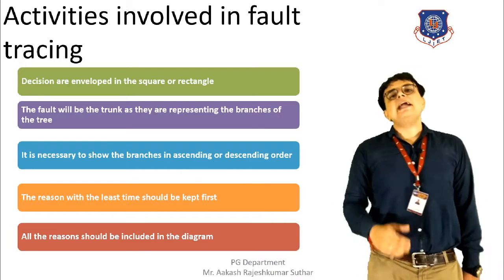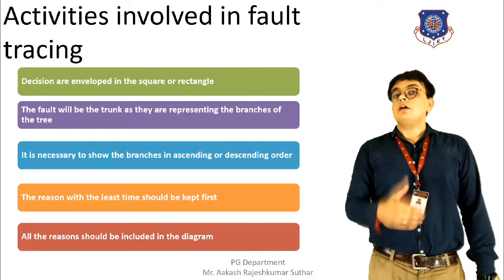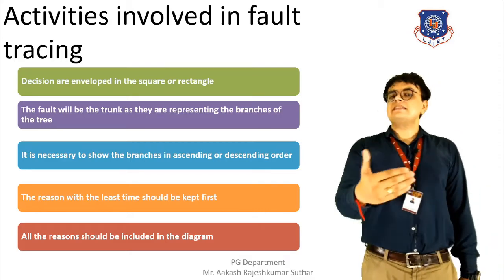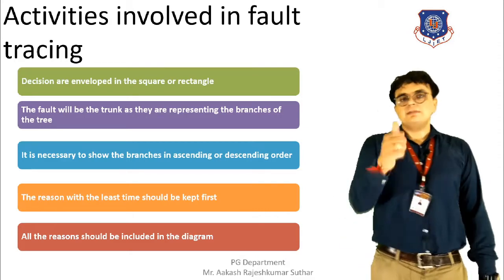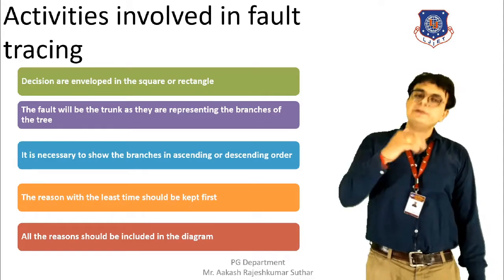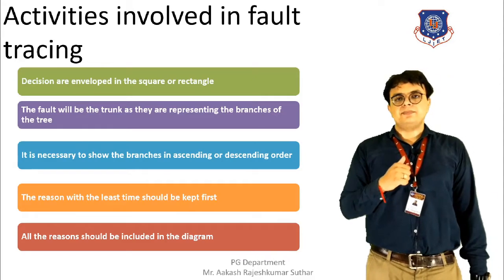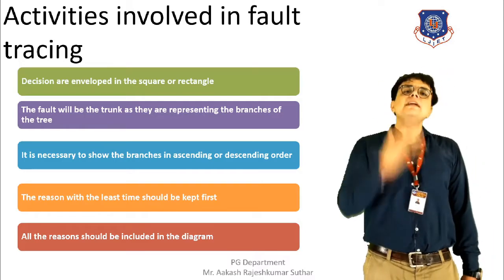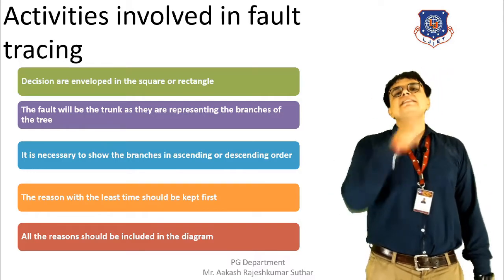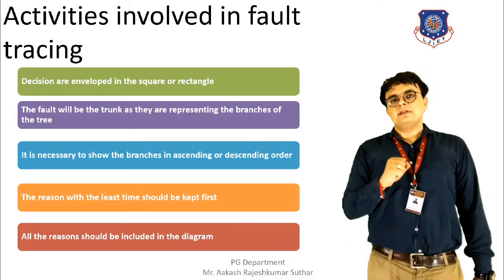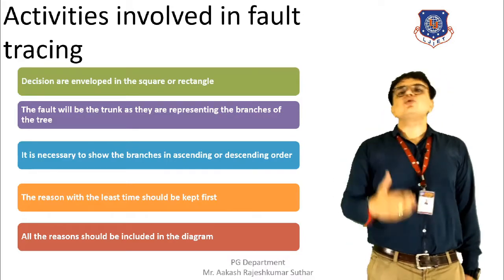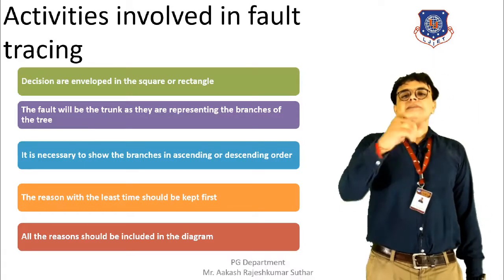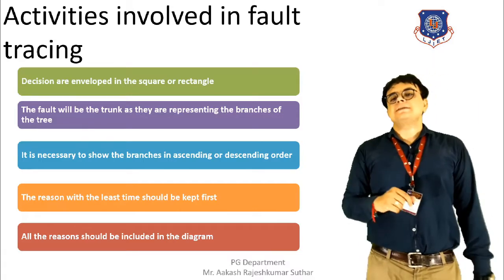This is how the arrangement of the reasons should be done, and whatever reasons are found for a machine to get a fault should be represented in the diagram. All the genuine reasons should be included in the decision tree diagram, and accordingly we need to arrange it. How? We have seen in the previous steps.